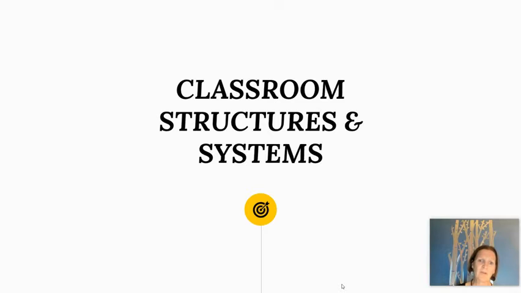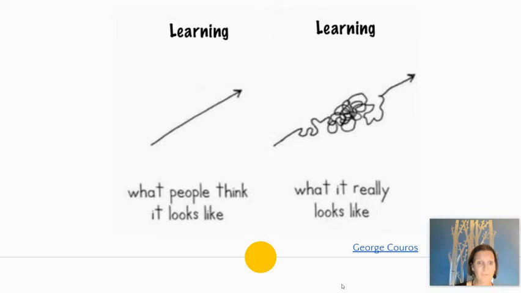I wanted to take a little bit of time to talk about our structures and our systems that we have in place in the science classroom. Before we dig into that, though, I wanted to share this graphic from George Couros about learning. Over here on the left side, we can see this straight line trajectory. This is demonstrating what people think learning looks like. You're trying to get from point A to point B, and it's a nice, even path. In reality, this is what learning really looks like.